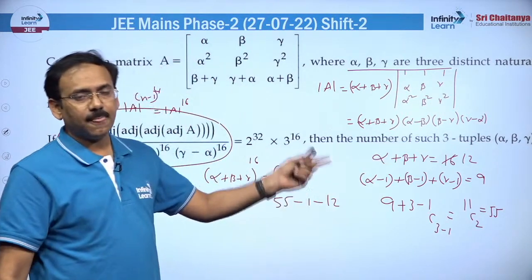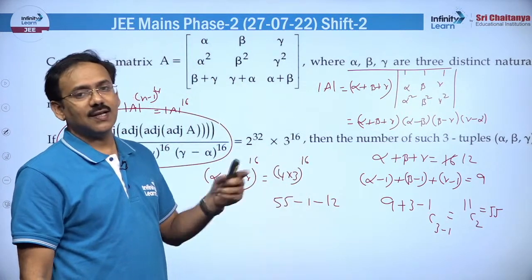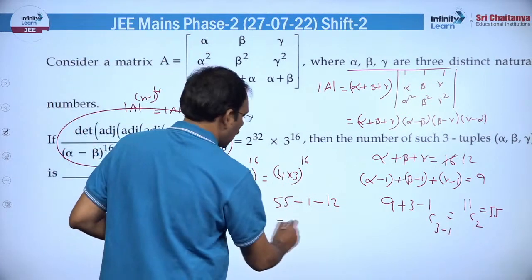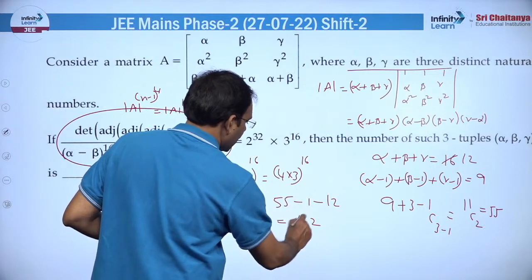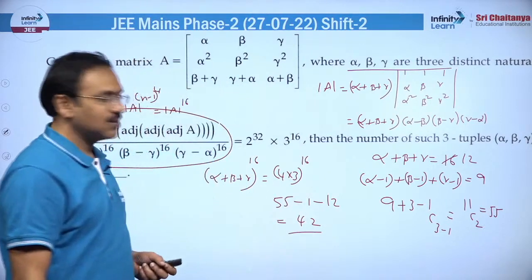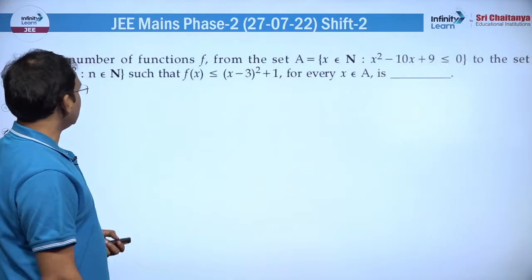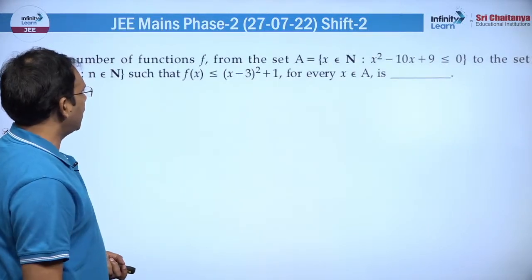So 1 1, what is the other case, 2 2, what is the other case, like that you can just see, you will get 12 cases. All together you are going to get 42 cases, my dear friends. 42 is the solution for this, right? Okay, next, this is also of the same kind, my dear friends.